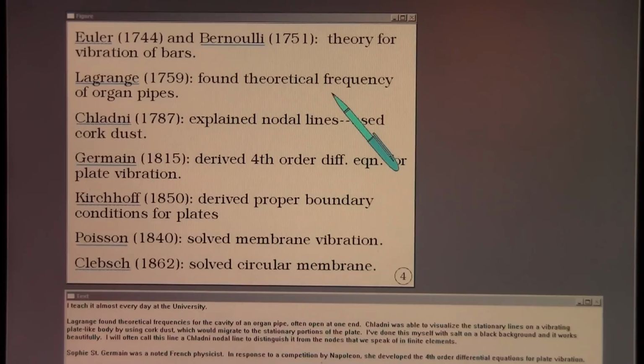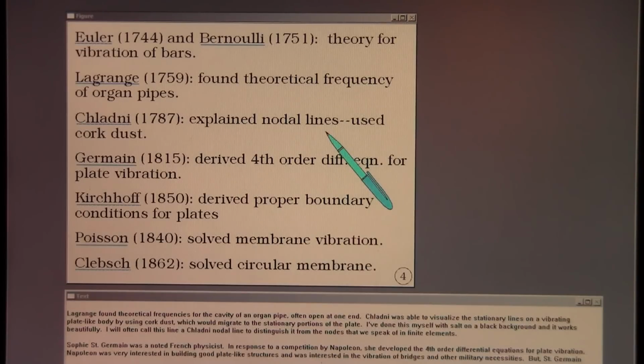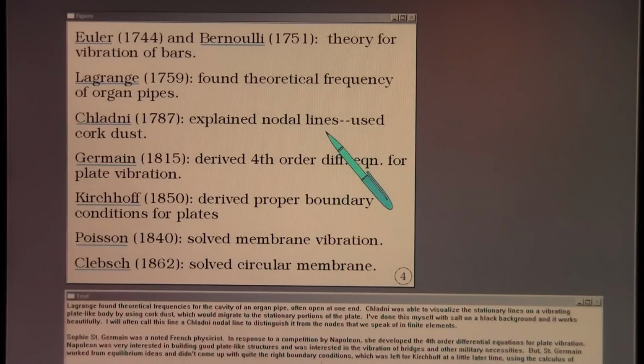Chladni was able to visualize the stationary lines on a vibrating plate-like body by using cork dust, which would migrate to the stationary portions of the plate. I've done this myself with salt on a black background, and it works beautifully. I will often call this line a Chladni nodal line to distinguish it from the nodes that we speak of in finite elements. Sophie Saint-Germain was a noted French physicist.